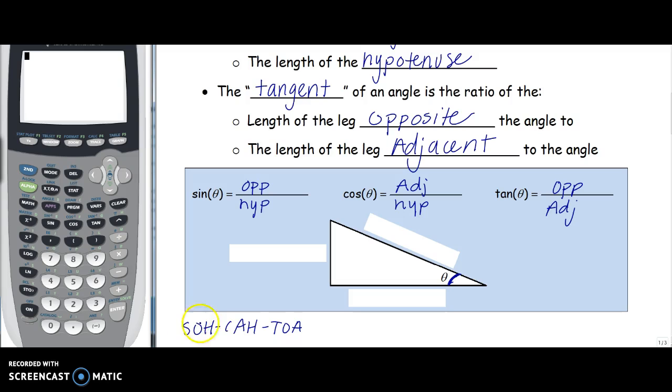And each of those: sine, opposite, hypotenuse, right? Opposite over hypotenuse. So if you look at your reference angle and you go all the way across the triangle, that is the leg that is opposite that reference angle. If this is a right angle, the side that is always across from the right angle is the hypotenuse. The adjacent side is that side that forms the reference angle with the hypotenuse. So this is the adjacent.